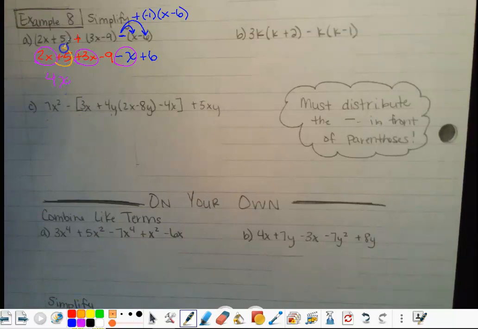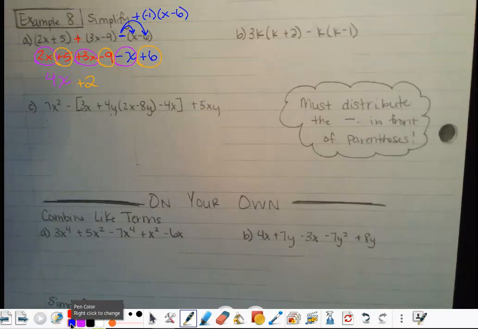And then we have positive 5, negative 9, positive 6. So 5 plus negative 9 is negative 4. Negative 4 plus 6 is a positive 2. So we have 4x plus 2 there. So it's kind of a hard way to see the distributive property.